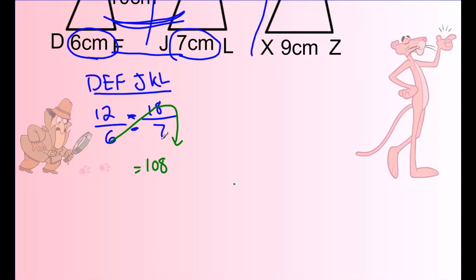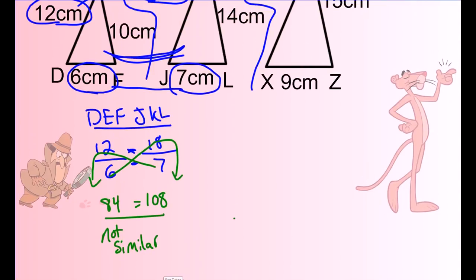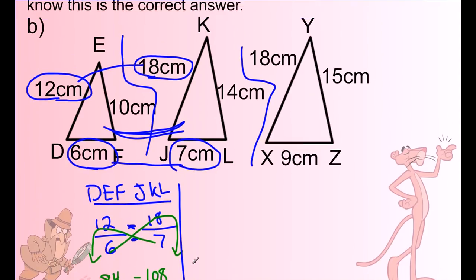7 times 12 is 84. So those are not similar, because 84 does not equal 108. That did not work out. So D, E, F, and J, K, L are not similar.